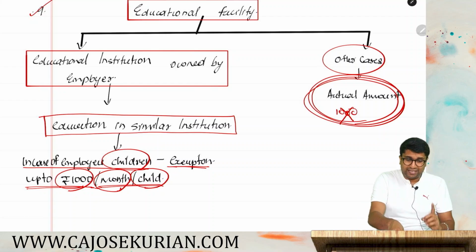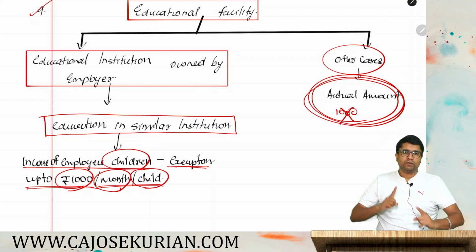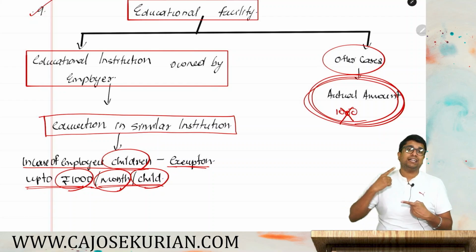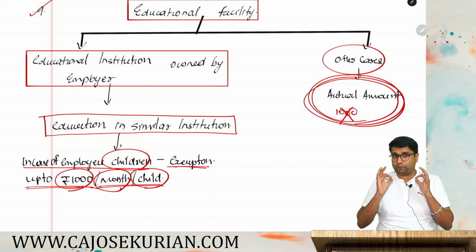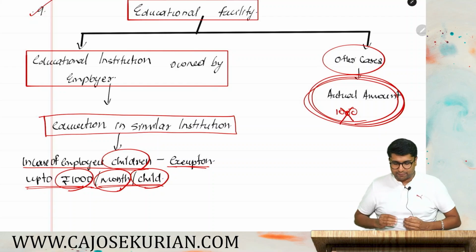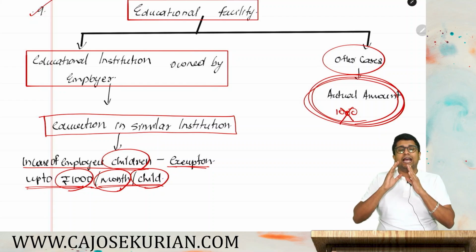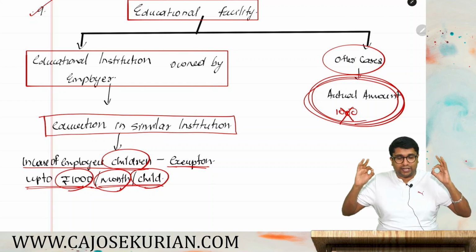So, to claim the exemption of rupees 1000, listen, the school has to be owned by the employer and the employee's children should study in that respective school. Then only they can claim an exemption of rupees 1000 per month per child, and there is no restriction on the number of children that you can have over here.